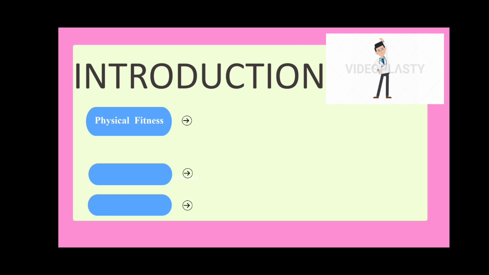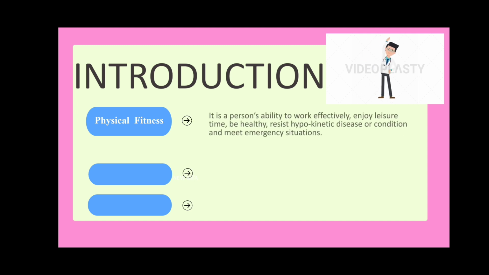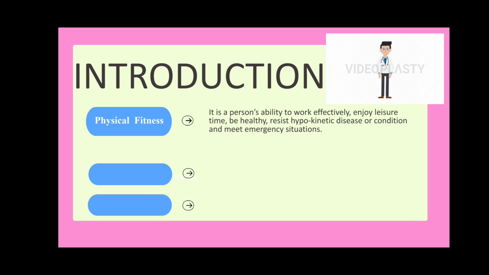So basically, first we should know about what physical fitness is. Physical fitness is a person's ability to work effectively, enjoy leisure time, be healthy, resist hypokinetic disease or condition, and meet emergency situations. It is a multi-dimensional state of being that usually refers to two aims. The first one is performance and the second one is health.